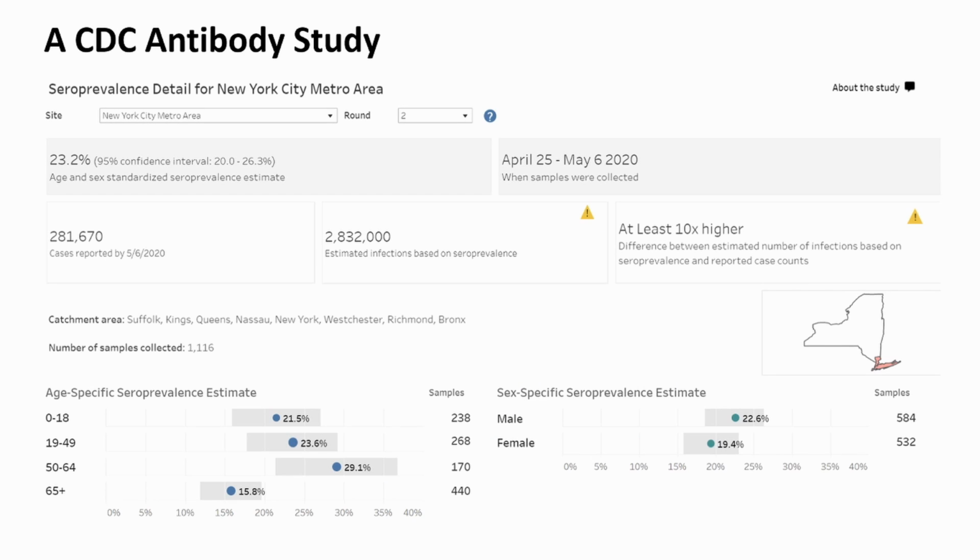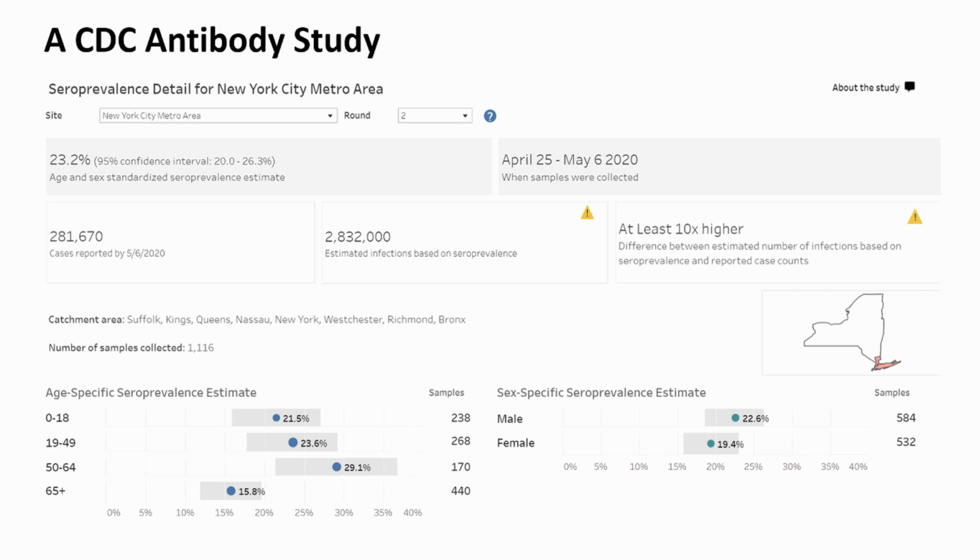How do we know? We know because of the patterns we see over time from antibody tests that are conducted by the CDC and others. CDC has conducted a number of antibody tests to determine the degree to which cases or positive tests understate infections.